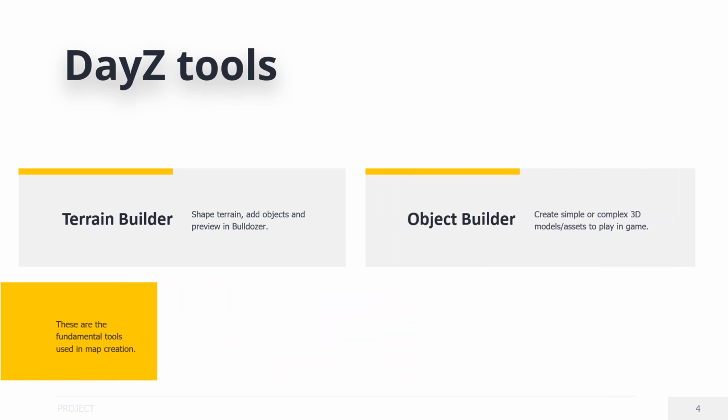Object Builder. Also known as OB. This tool is used to create, edit, and configure 3D models made for DayZ. DayZ uses a proprietary model format known as a P3D, and all 3D models must be converted to this format to appear in the game.